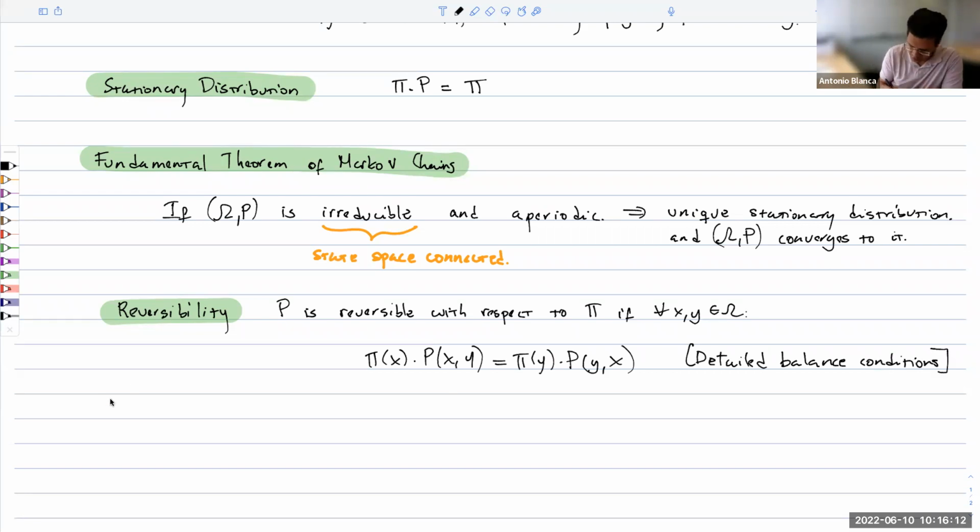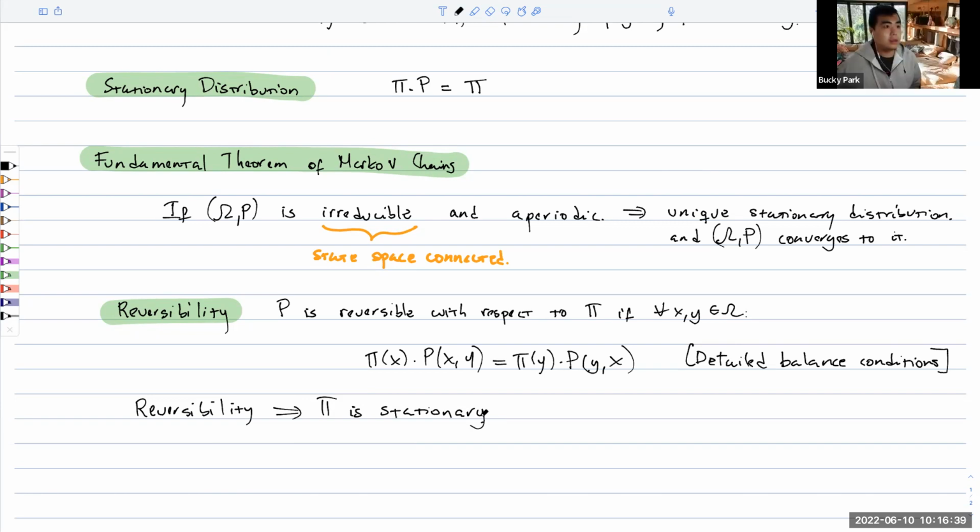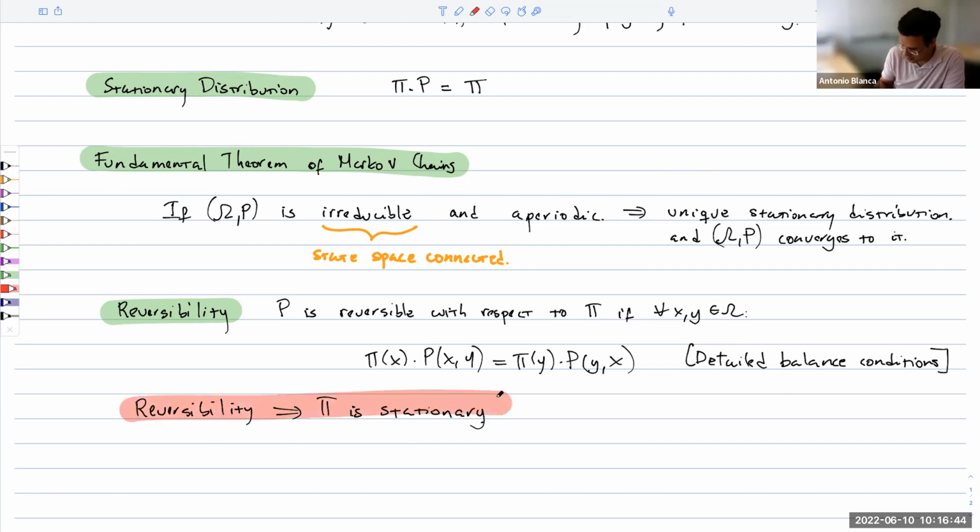And they are useful because reversibility implies that pi is a stationary distribution. Right? I think this was an exercise in your problem set. Maybe you can correct me. One of the DAs, this was in the problem set, right? Yes, I uploaded the problem set in Slack. Right, this was one of the problems. I think so. Okay.